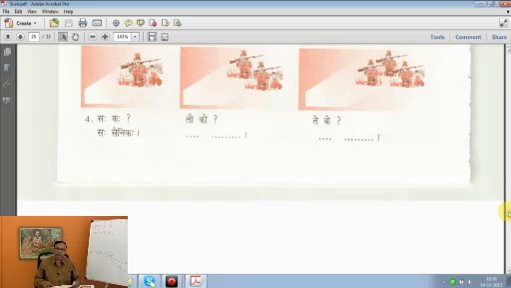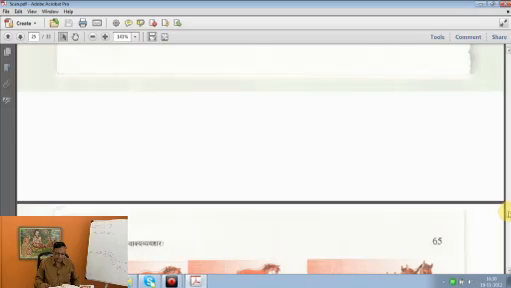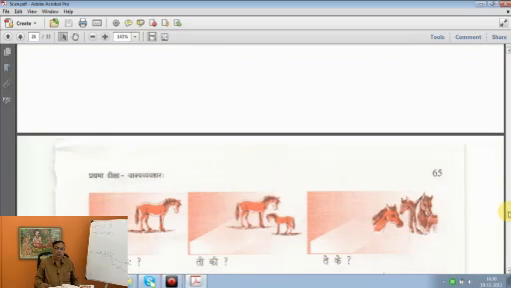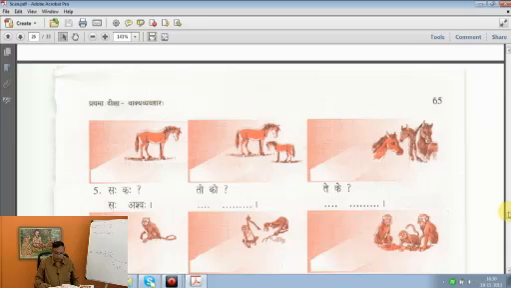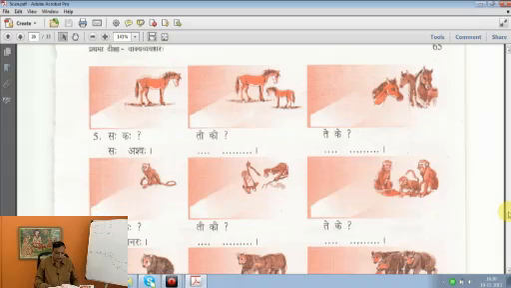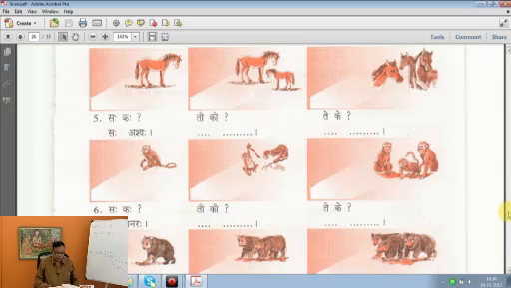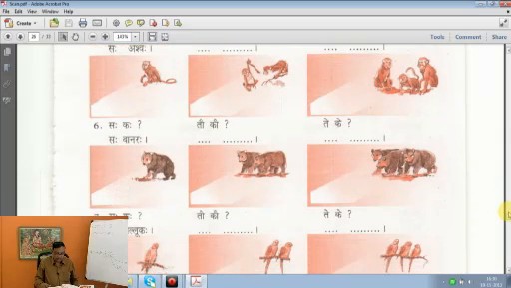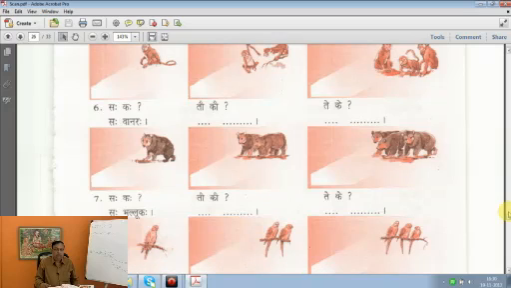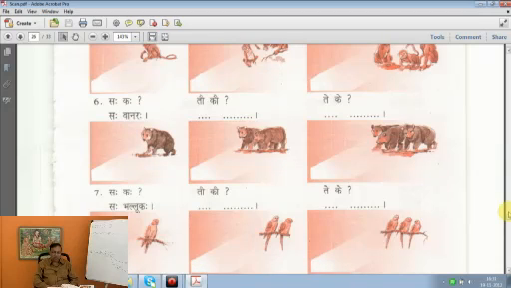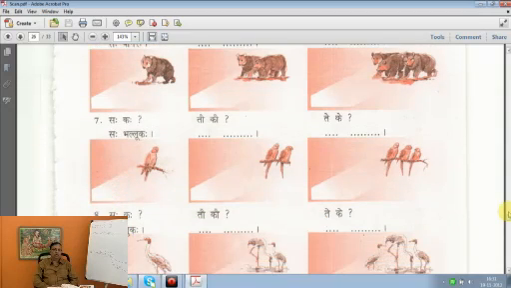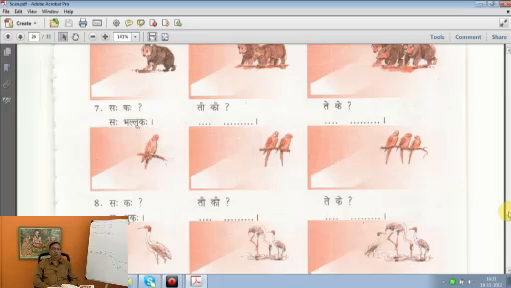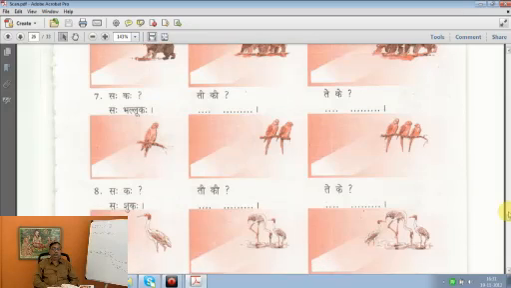Saha kaha, more practice of the same. Saha ashvaha, you can read. Tau kau, tau ashvau. Te ke, te ashvaha. Saha kaha, saha vanaraha. Tau kau, tau vanarau. Te ke, te vanaraha. Saha kaha, saha bhallukaha. Tau kau, tau bhallukau. Te ke, te bhallukaha. Saha kaha, saha shukaha. Tau kau, tau shukau. Te ke, te shukaha.